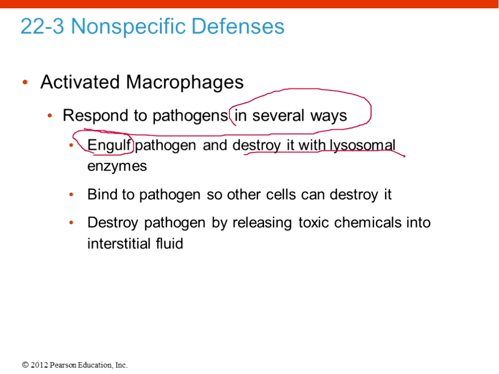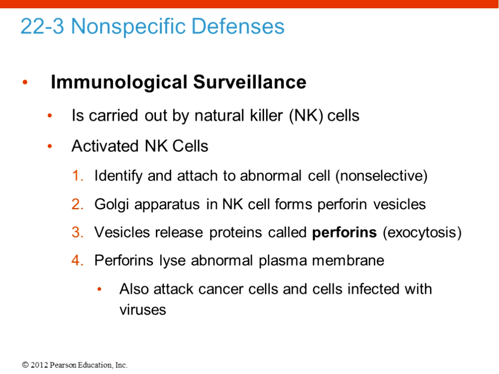As I said, they can engulf, consume, and destroy it with lysosomal enzymes, right? But they can also bind a pathogen and release chemicals that attract other cells to that target. This is called positive chemotaxis, where it sends off chemicals into the fluid, and other cells of immunity recognize this and go to that target as well. So it's a pretty cool way our body is able to defend itself through this positive chemotaxis. All right? So anyways, that's what happens when the macrophages are activated.